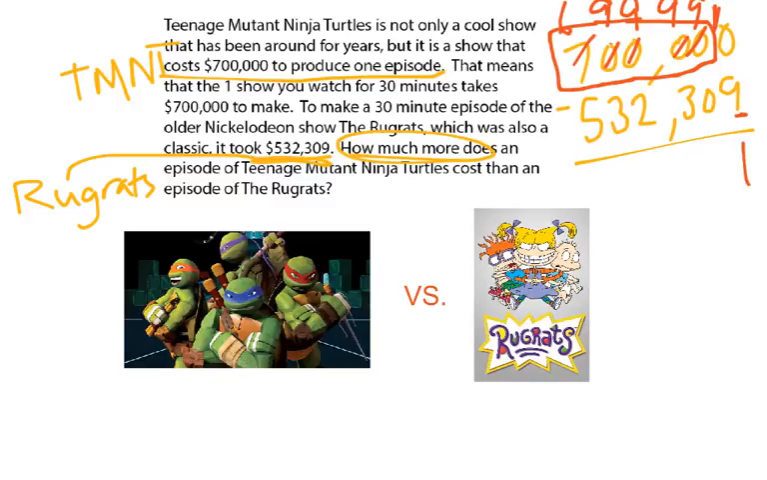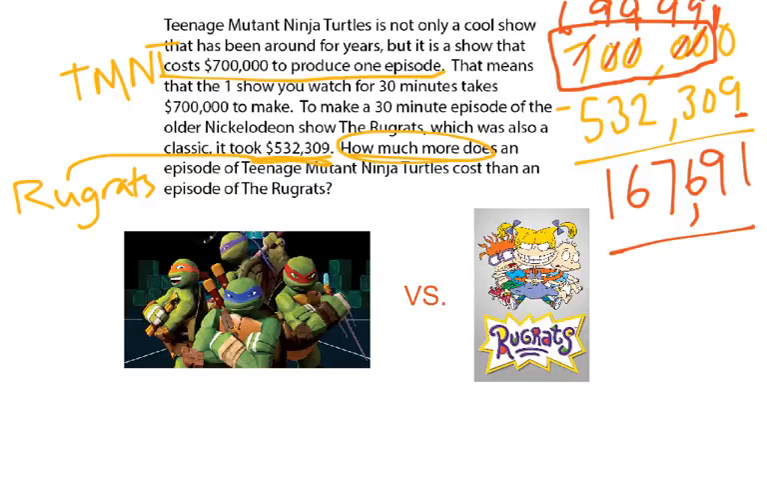10 minus 9 is 1. 9 minus 0 is 9. 9 minus 3 is 6. 9 minus 2 is 7. 9 minus 3 is 6. 6 minus 5 is 1. I'm going to put my comma to separate my thousands period from my units period, and I am left with 167,691. And what is this?